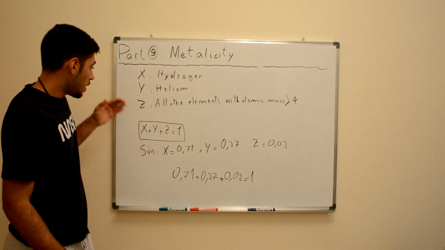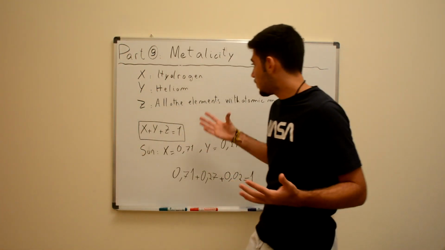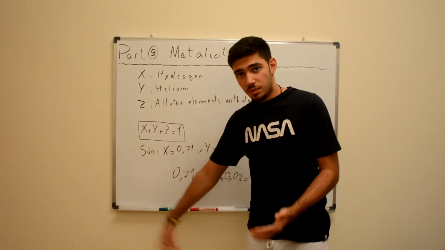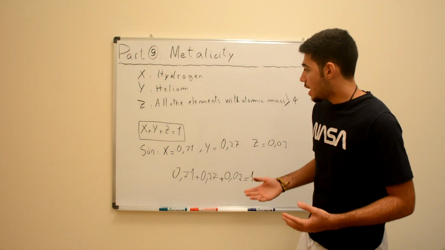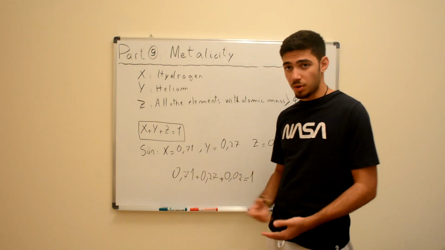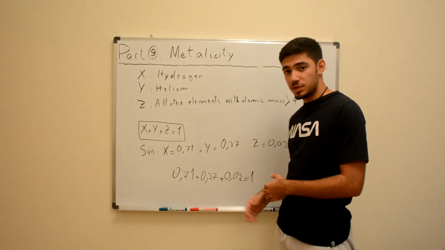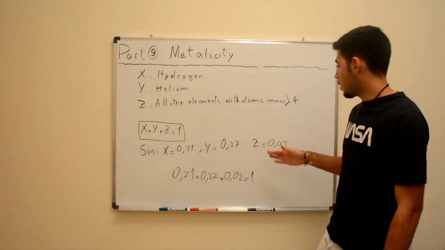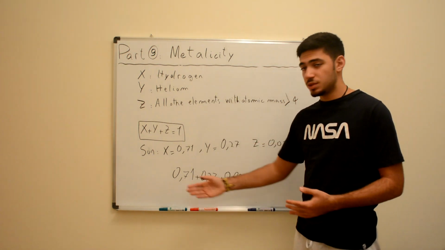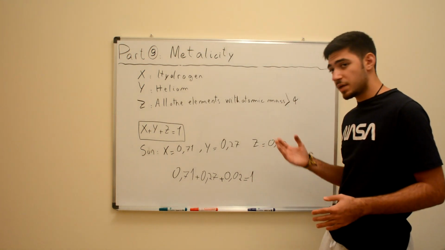X plus Y plus Z is always equal to 1 because obviously all the elements combined together are going to give us a result of 1. And we're going to take the example of the sun. Our sun has a fractional percentage of hydrogen of 0.71, a fractional percentage of helium of 0.27, and finally all the other elements are 0.02.